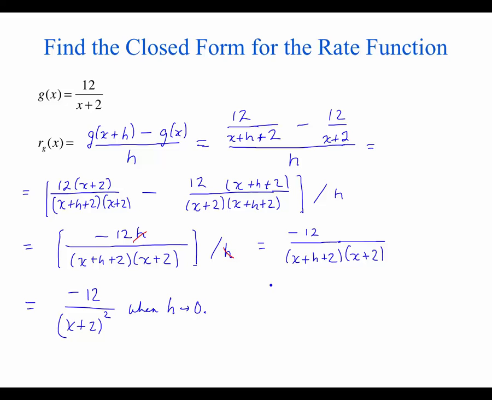Okay, so we just found on the previous page, we looked at a very small h for two different values, and we got that the rate of change of g at 1 was negative 1.311, and the rate of change of g at 4 was negative 0.33. So let's see how we did with this closed form function. So what can we do to check this?